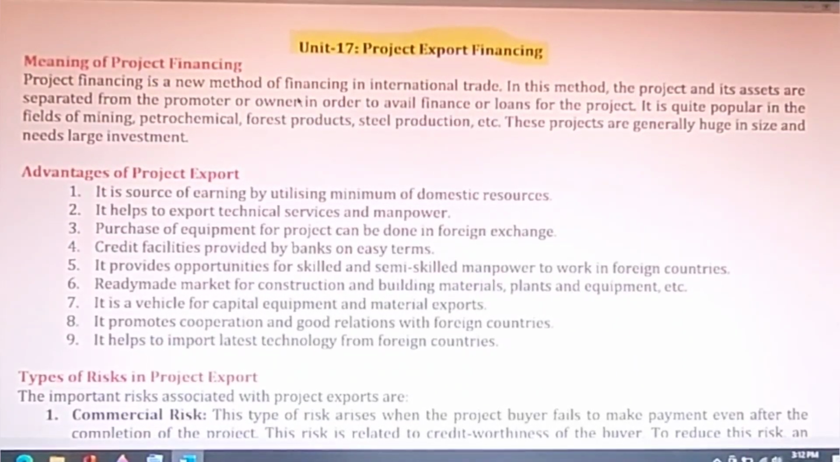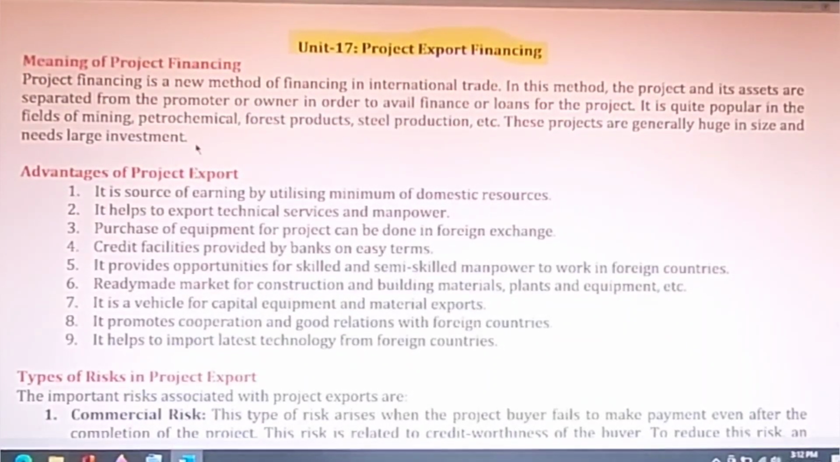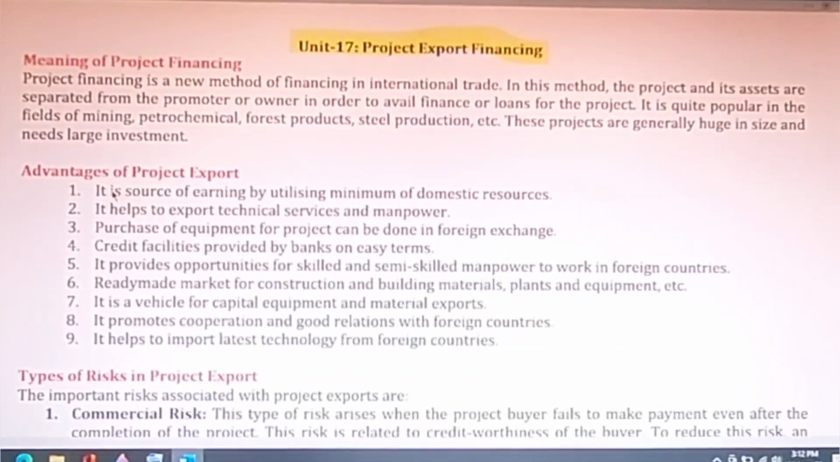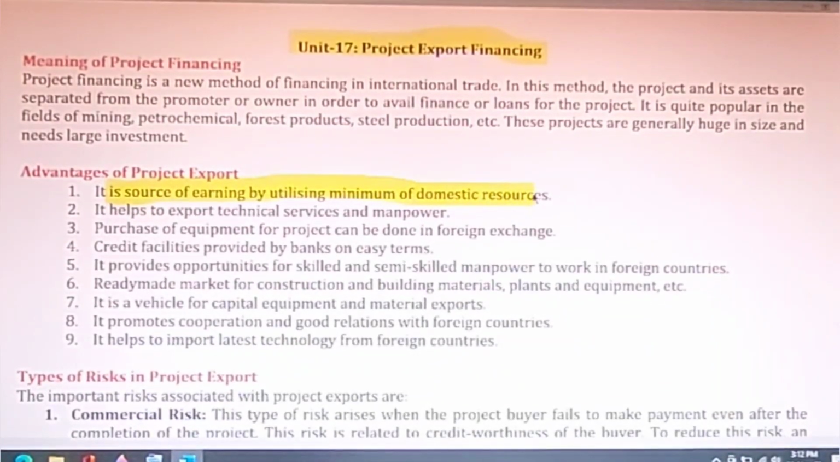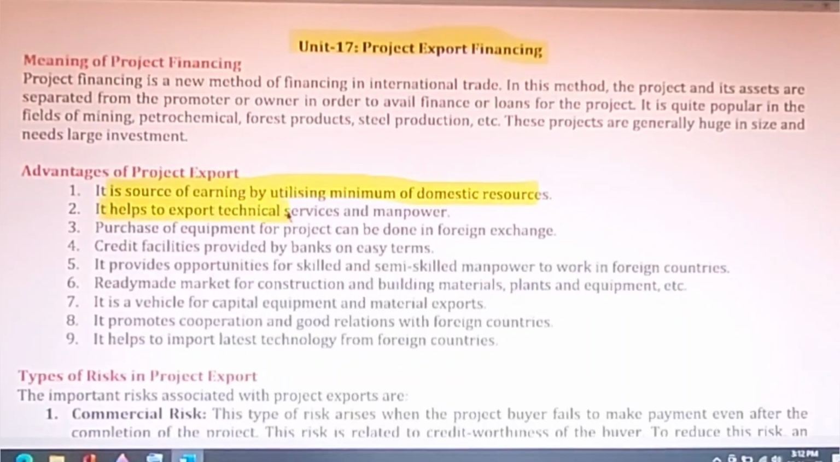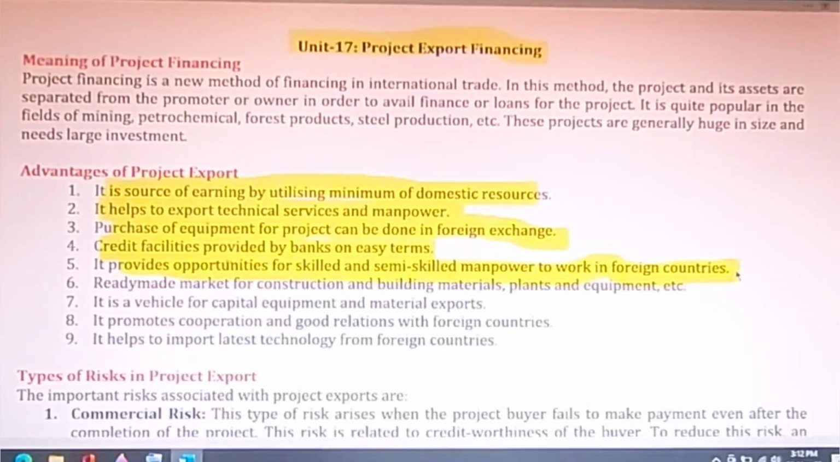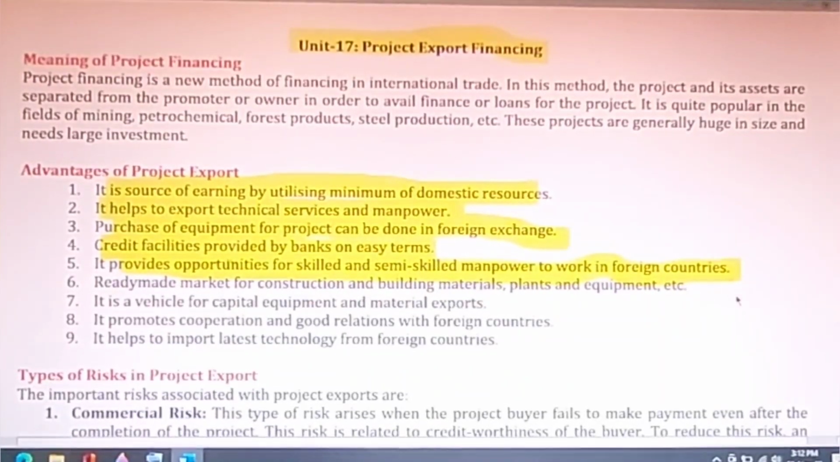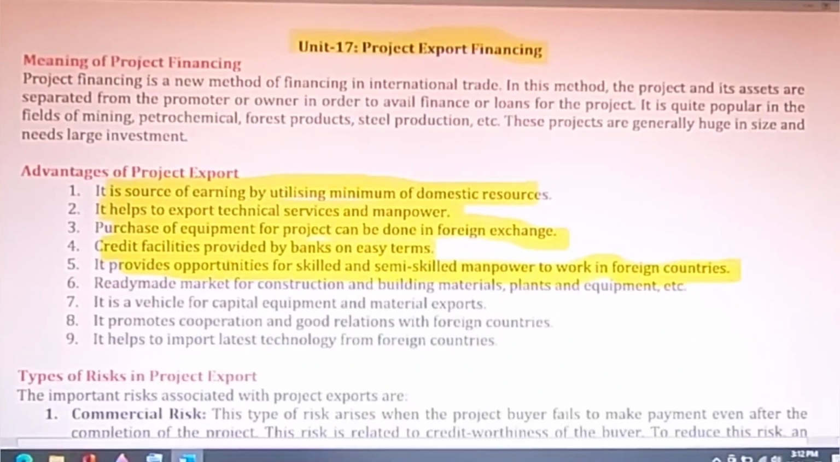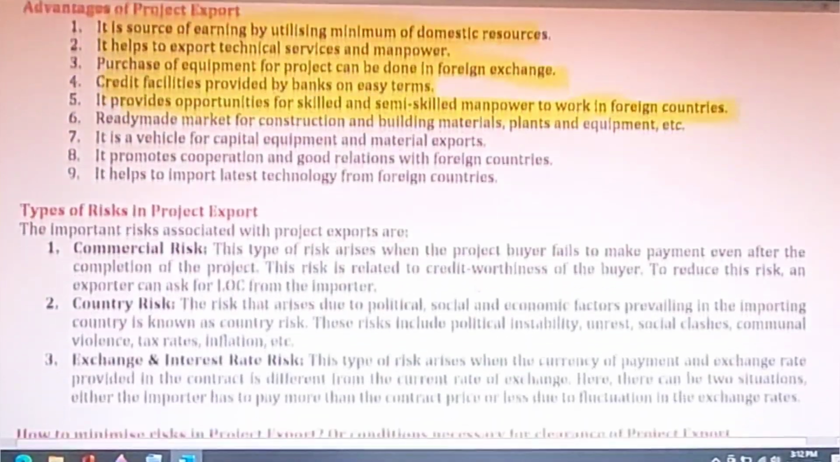Project financing, basically it's a new method, and here it is a source of earning by utilizing the minimum domestic resources, and it helps to export technical services and manpower. Then purchase of equipment for the project can be done in foreign exchange, and there are some credit facilities provided by banks on this, and it provides an opportunity for skilled and semi-skilled workers to work in foreign countries. So like that, there are different components and advantages of this.